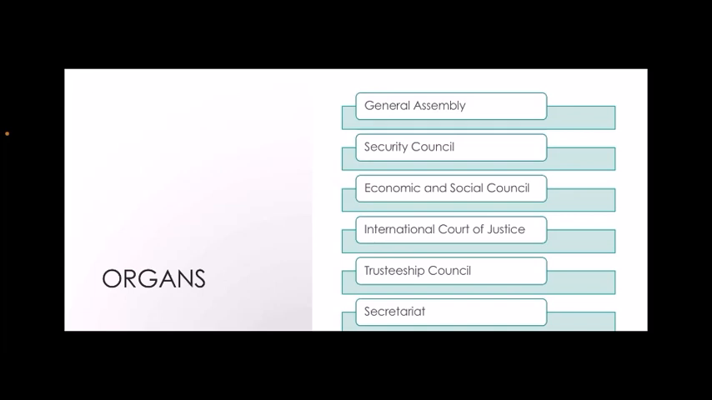For any decision to be taken, the assent or the agreement of all 5 permanent members and 4 non-permanent members is necessary. Now, the permanent members have something called the veto power. If even one of the 5 permanent members uses his veto, that is, gives a negative vote, the decision cannot be taken.